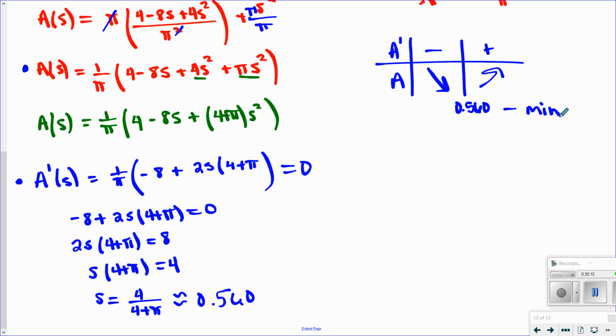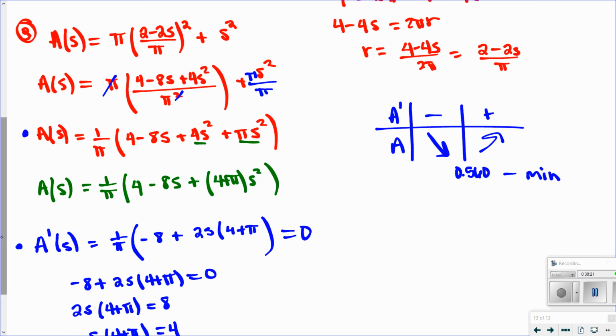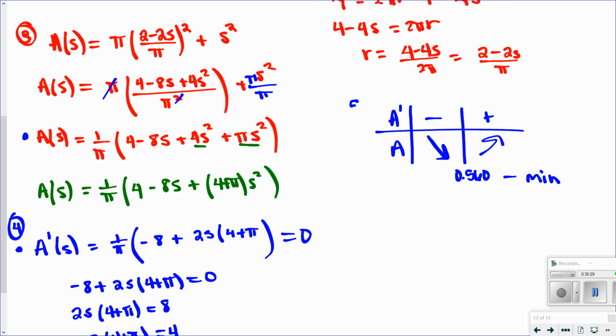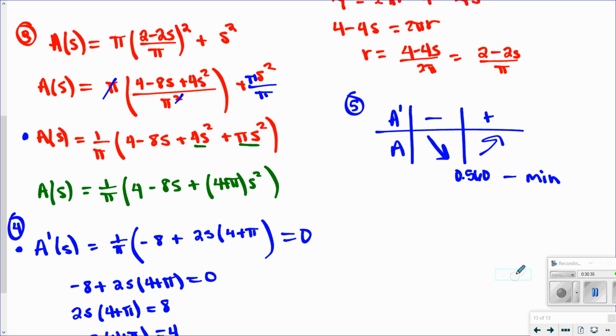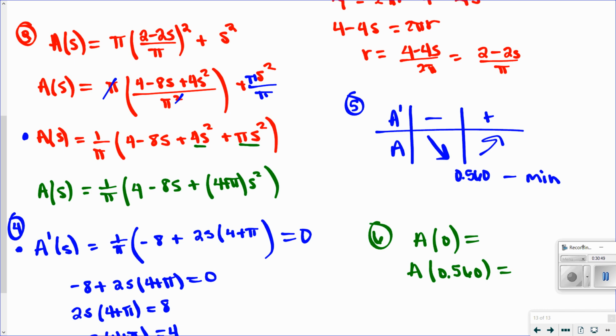So since that is probably not going to be an option, I guess our derivative would have been step 4, our justification table here would be step 5, so let's call this step 6. Means we want to do some testing of our endpoints. So let's find the area at 0, the area at 0.56, even though we know that's a minimum, just to prove that it is a minimum, and area at 1, since that's the other endpoint.